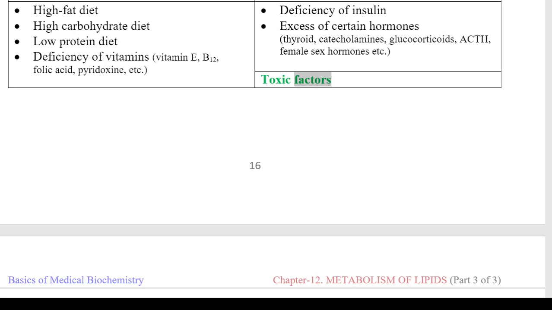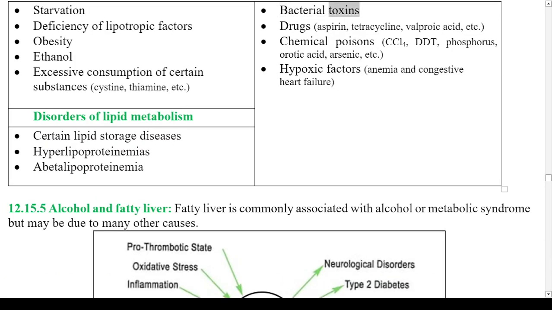Toxic factors: bacterial toxins, drugs (aspirin, tetracycline, valproic acid, etc.), chemical poisons (CCl4, DDT, phosphorus, lead, orotic acid, arsenic, etc.). Hypoxic factors: anemia and congestive heart failure. Disorders of lipid metabolism: certain lipid storage diseases, hyperlipoproteinemias, abetalipoproteinemia.